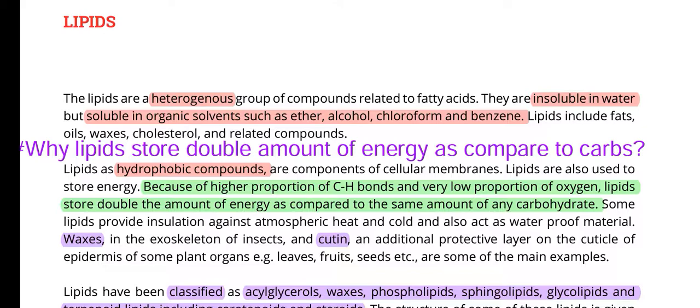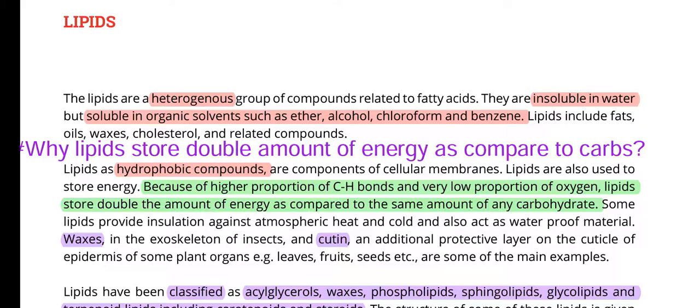Today our topic of discussion is lipids, and we have discussed in the previous lecture about carbohydrates and their classification, which were the monosaccharides, disaccharides and polysaccharides. Today we are going to discuss the lipids and their classification.